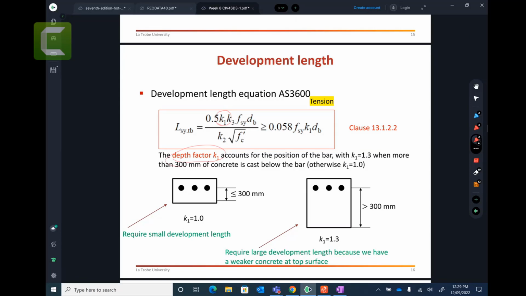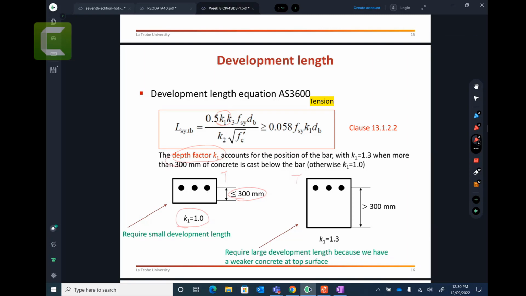What is the depth factor? When you have, let's say, a concrete, so this is a rebar, by the way, this is tension rebar. These both are tension rebar. When you have the reinforcement and you measure the concrete below the tensile reinforcement and it is less than 300 millimeters, right? The concrete which is below this tensile rebar is less than 300 millimeters, your K1 equals 1.